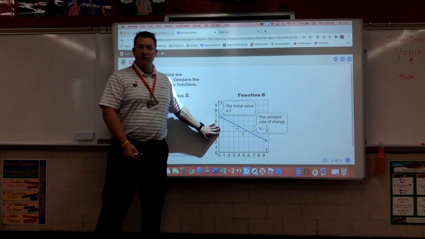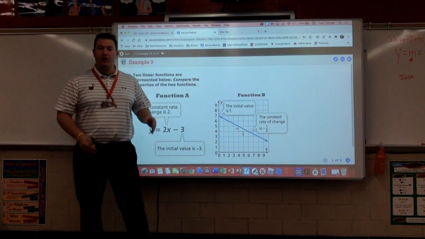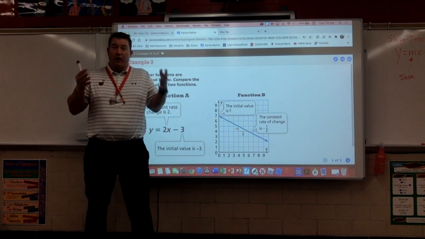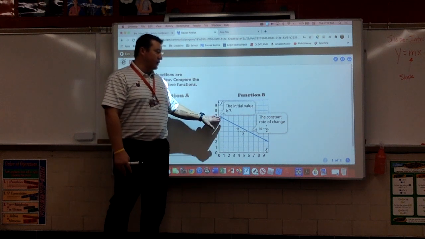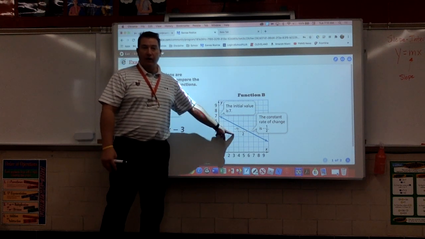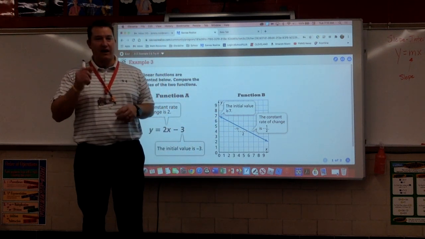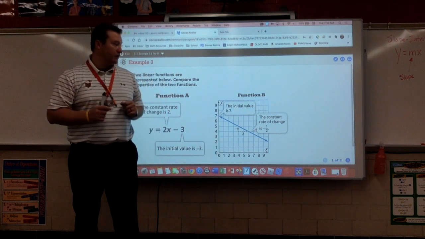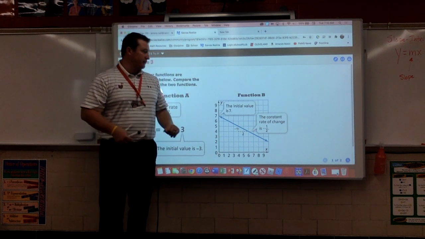On a graph, once again, my initial value, where does my graph start? That's why we call this the starting quantity. Well, it starts up here at 7. We could find the slope of that line, identify two ordered pairs, do a little bit of y minus y over x minus x.